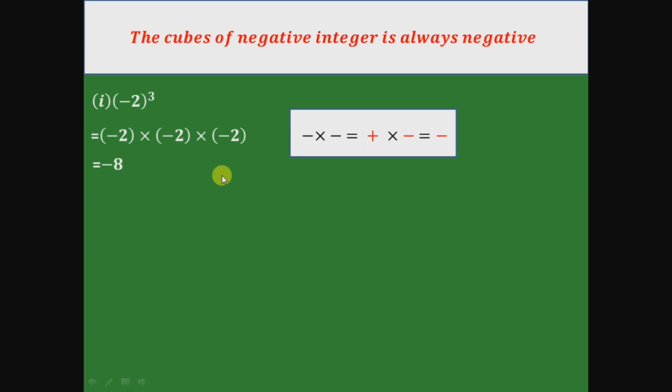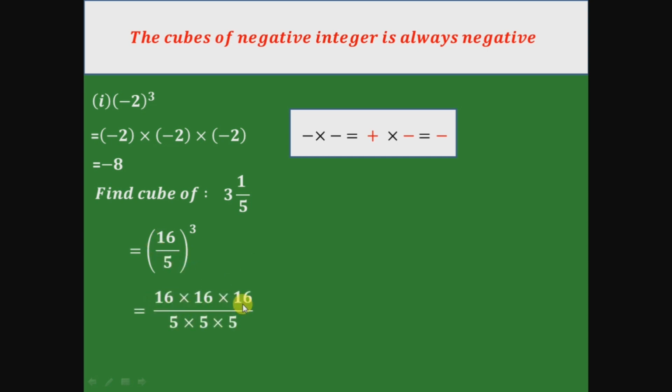Let's take another example. Find the cube of 3 whole 1 by 5. First we convert the mixed fraction into an improper fraction and then find the cube. So 16 by 5 whole cube can be written as 16 into 16 into 16 divided by 5 into 5 into 5. 16 into 16 into 16 is 4096. 5 into 5 into 5 is 125. So when I divide, I'll get 32 whole 96 by 125.